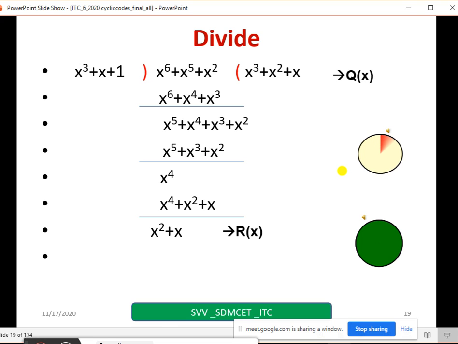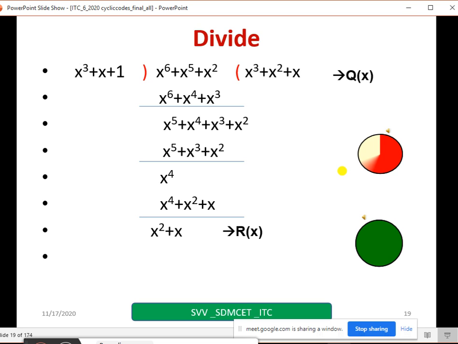They can go through. Don't say, sir, minus you have not written. Already 4 times I have told. Minus equal to plus. Addition equal to subtraction in mod 2. Reason is 1 minus 1 is 0. 1 plus 1 is also equal to 0. Take another few seconds. Try to remember. If you still feel difficulty, copy down, understand.